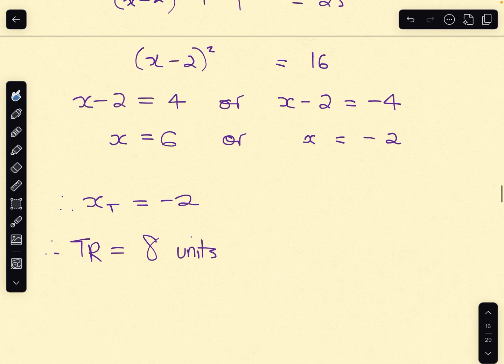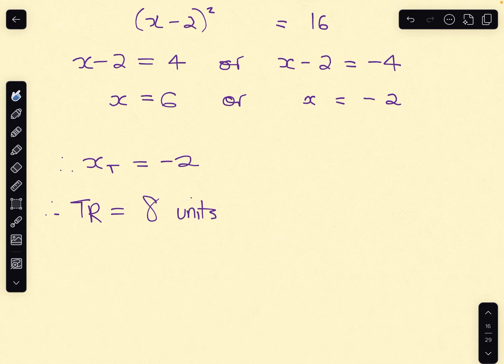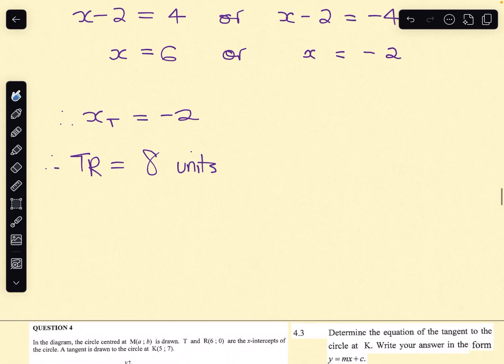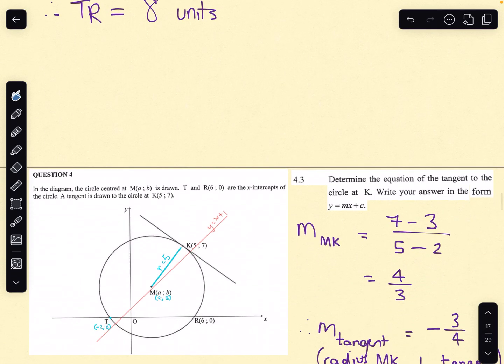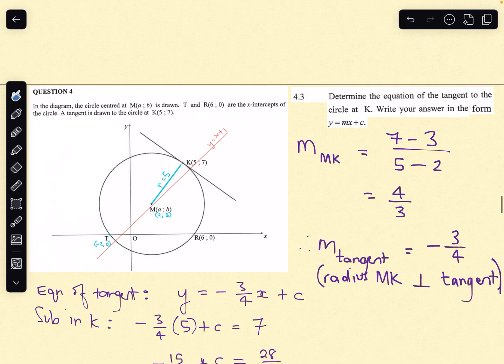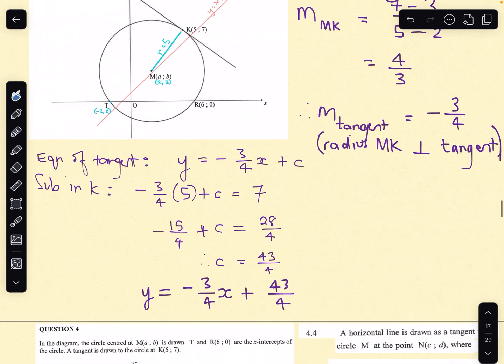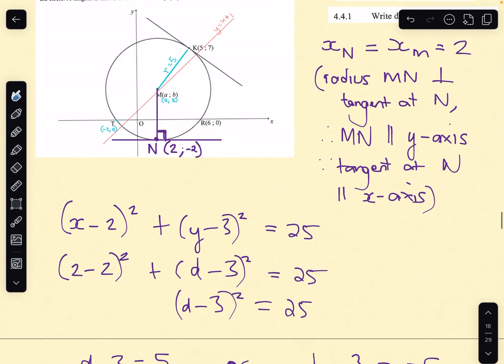Right. Next up, let me see if they have other interesting things. Yeah, the other approach was to use what we did with finding the coordinates of T using the fact that it's an x-intercept. And then the equation of the tangent, yes, indeed, it is this weird looking equation: y is equal to minus 3 over 4 x plus 43 over 4. Pretty much the standard approach to finding the equation of a tangent.